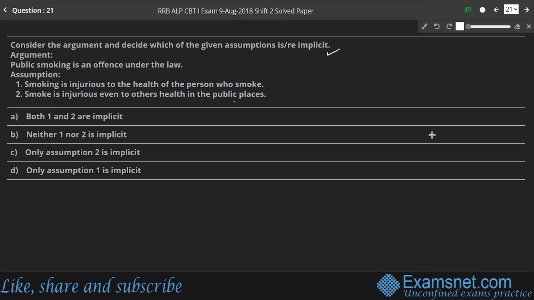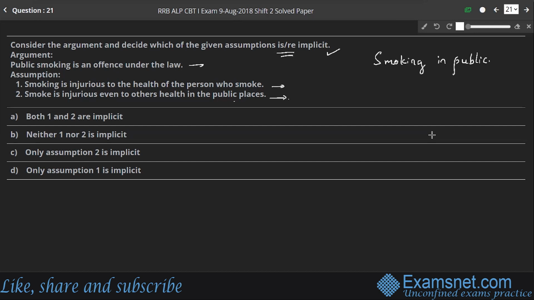Question 21. Consider the argument and decide which of the given assumptions is or are implicit. So here the argument is public smoking is an offense under the law. Here the assumptions are: smoking is injurious to the health of the person who smokes, and the second assumption is smoke is injurious even to others' health in public places. So here students, the argument is talking about smoking in public.